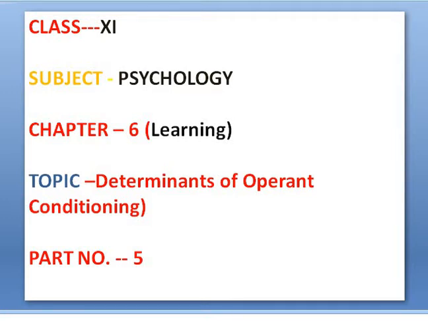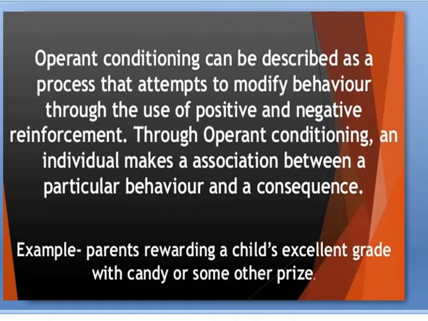Today we will discuss the topic determinants of operant conditioning. As we all know, we were discussing operant conditioning. So today our topic is determinants of operant conditioning. Operant conditioning can be described as a process that attempts to modify behavior through the use of positive and negative reinforcement. Through operant conditioning, an individual makes an association between a particular behavior and a consequence. An example: parents rewarding a child's excellent grade with candy and some other prize. This is an example of reinforcement.